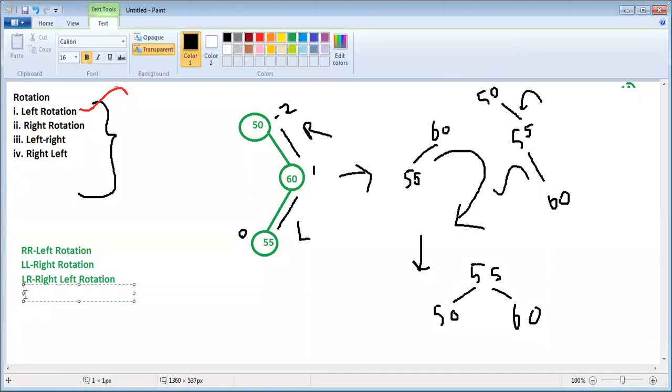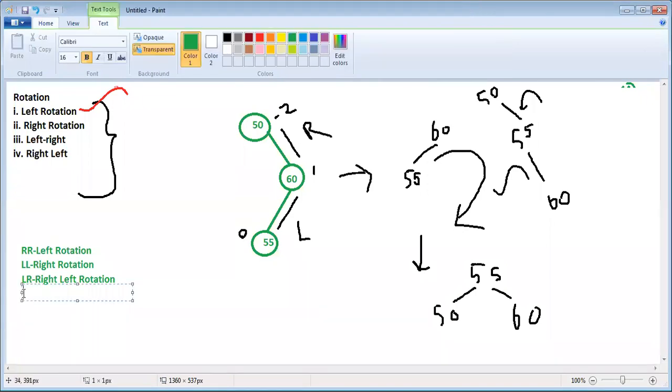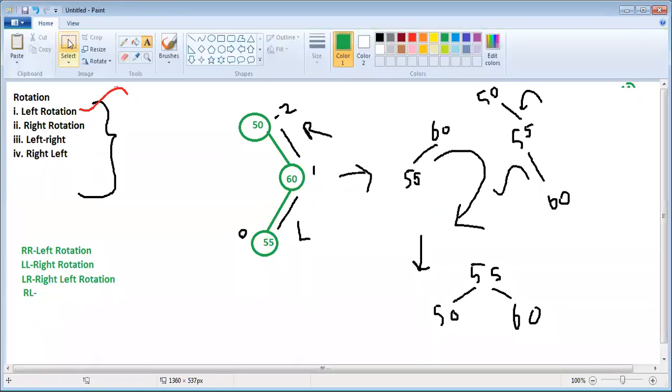From top to bottom, if it is RL, it means bottom to up you have to do the right rotation first. Then I have done it wrongly. Top to bottom RL means first you have to do the right rotation here.